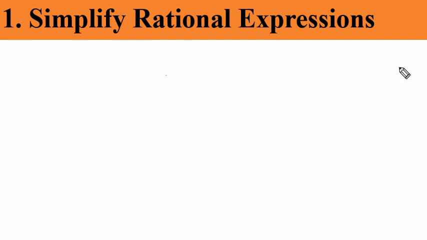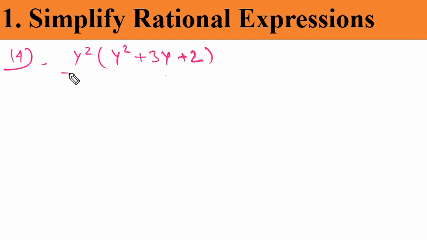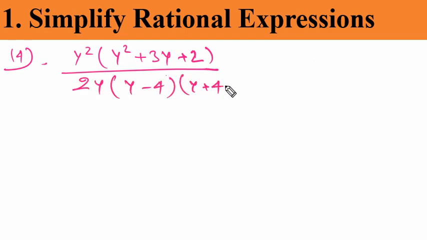Now let's do this more quickly because we have to do so many questions. We have to do 13 to 23. Oh wow, that's too many questions now. So question number 14, y square multiplied by y square plus 2 over 2y, y minus 4, y plus 4. Let me just quickly help you in this also.